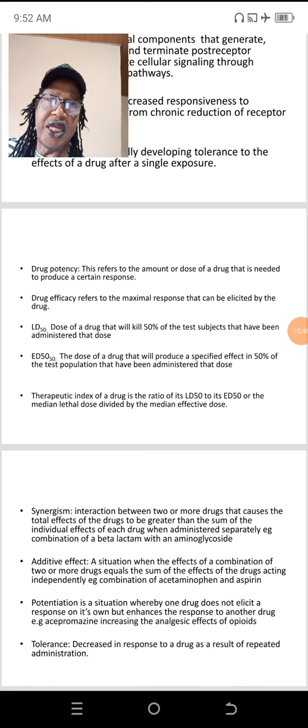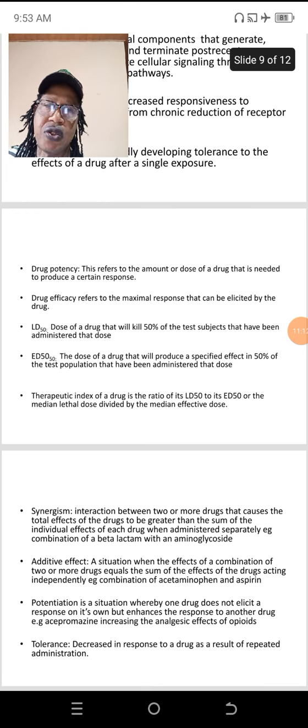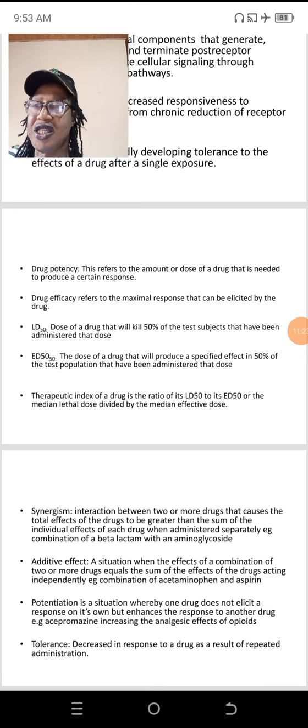Synergism is the interaction between two or more drugs that causes the total effect of the drug to be greater than the sum of the individual effects of each drug when administered separately. An example is a combination of a beta-lactam antibiotic with an aminoglycoside. Additive effect, on the other hand, is a situation when the effects of a combination of two or more drugs equals the sum of the effects of the drugs acting independently, e.g., combination of acetaminophen with aspirin.